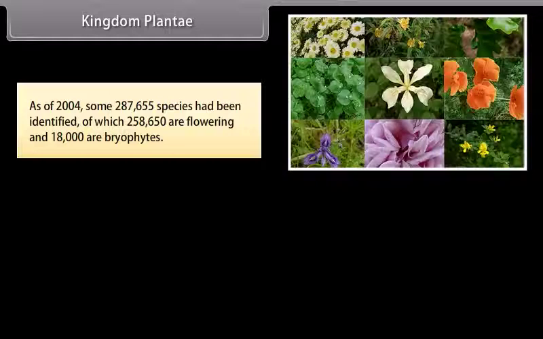As of 2004, some 287,655 species had been identified, of which 258,650 are flowering plants and 18,000 are bryophytes.